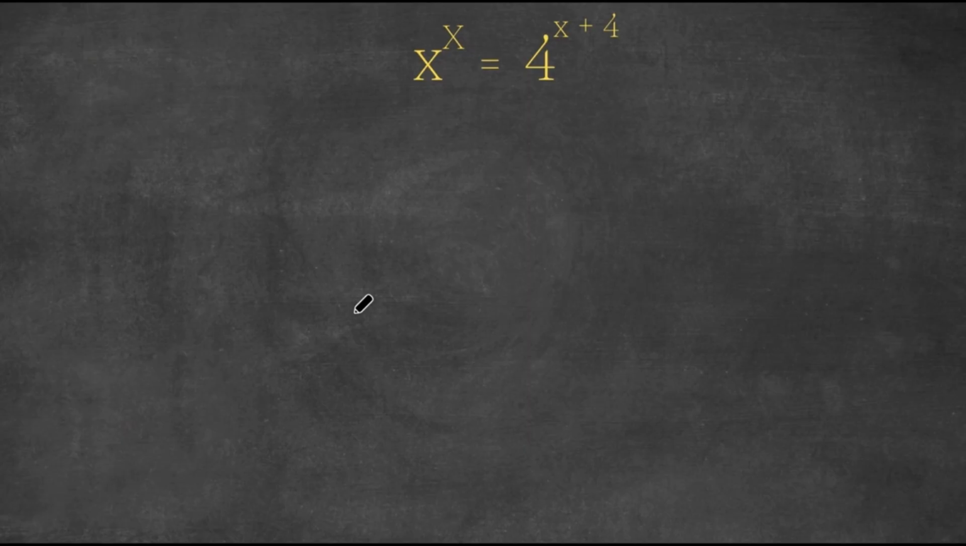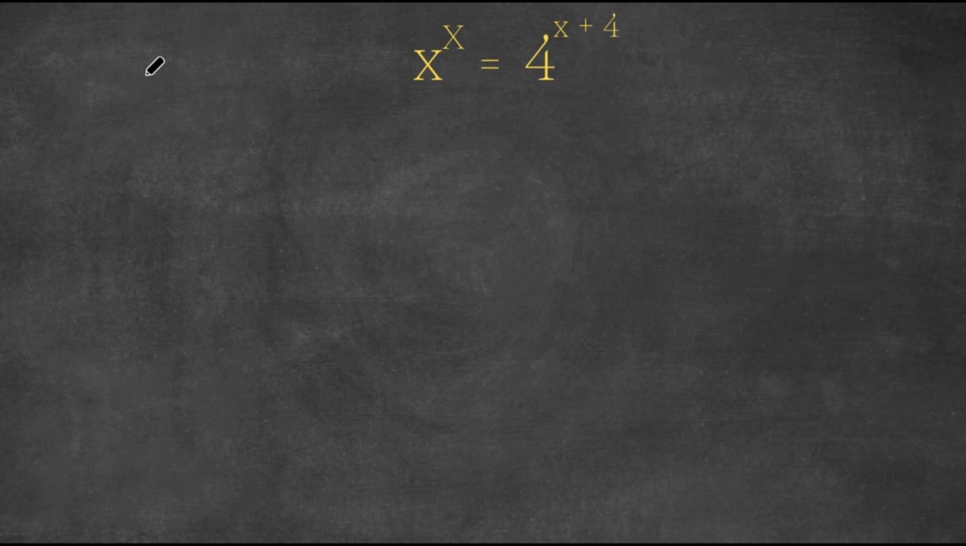In today's video, I'm going to be teaching you guys how to solve this exponential equation. So we have x to the power of x equals 4 to the power of x plus 4. And our first step is to expand the right-hand side of this equation. So we have 4 to the power of x plus 4.